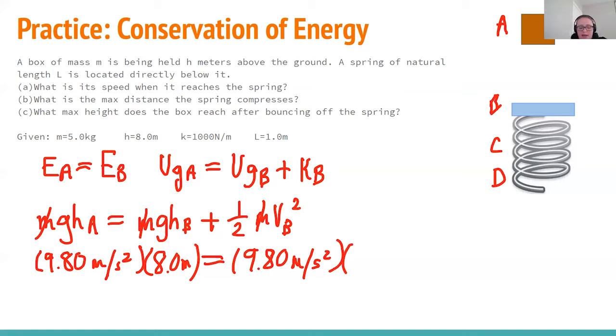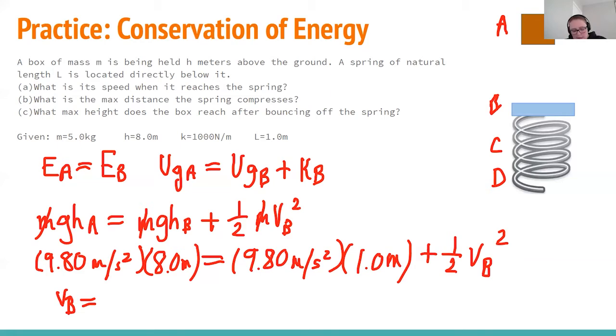And can anybody tell me what the height at B is going to be? Yeah, it's going to be 1 meter because the uncompressed length of the spring, which is the distance from the ground to the top of the spring when it's uncompressed, is going to be 1 meter. So 1.0 meters plus 1/2 times the velocity squared, and that's what we're solving for. So plug this into a calculator and you get the velocity at B is equal to 11.7 meters per second, which in sig figs is going to be about 12 meters per second. So that is the answer for part A.